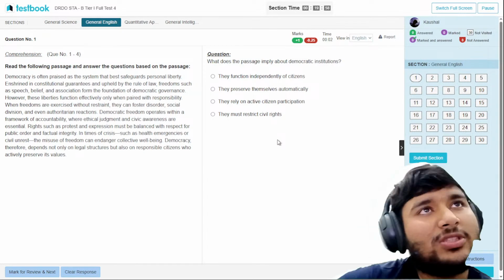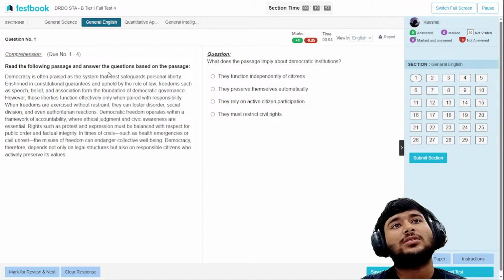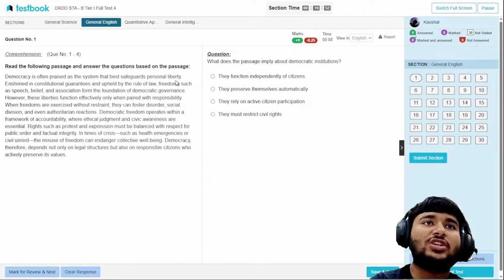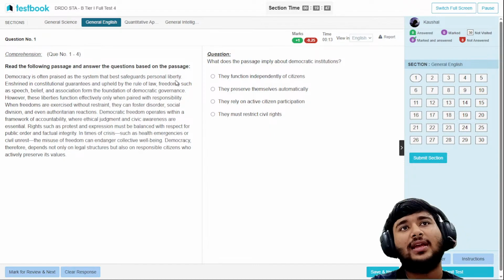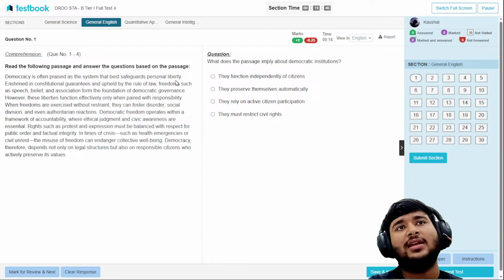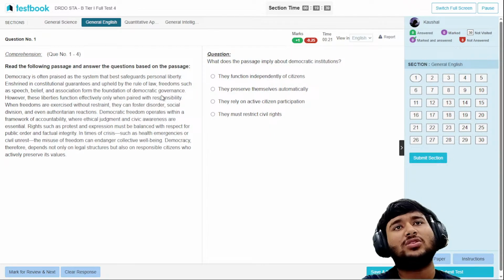Democracy is often praised as a system that best safeguards personal liberty, enshrined in constitutional guarantees and upheld by the rule of law. Freedoms such as speech, beliefs, and associations form the foundation of democratic governance. However, these liberties function effectively only when paired with responsibility.